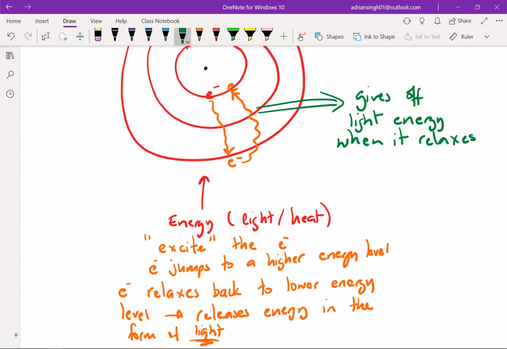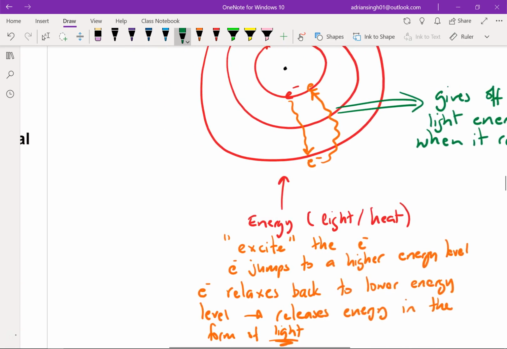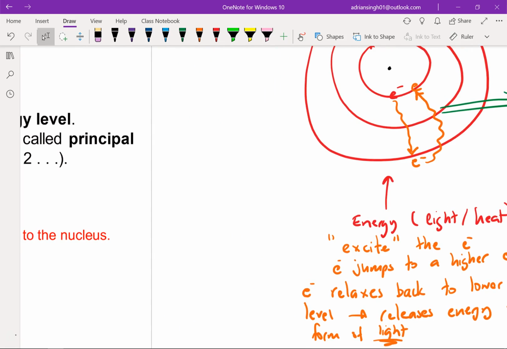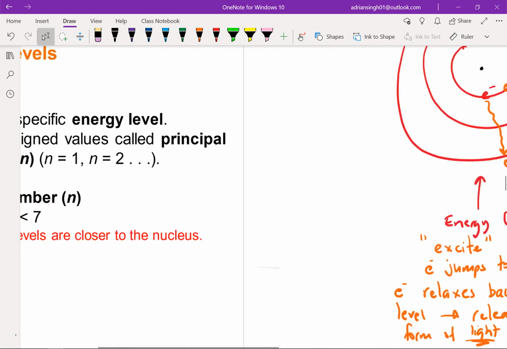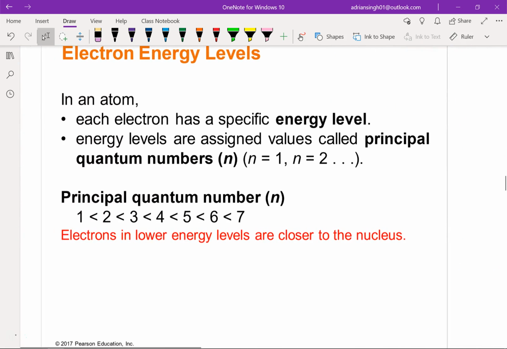And that's the basis for things like fireworks, for example, right? All the different colors of fireworks that you see has to do with electrons falling back, relaxing back down to lower energy levels after they've been excited to higher energy levels. All right, so these electron energy levels are where the electrons are going to reside, and we designate these energy levels with what is known as a principal quantum number, which is designated n.